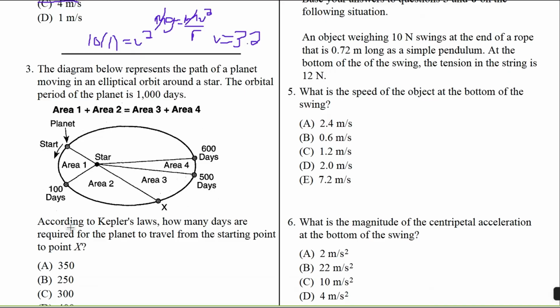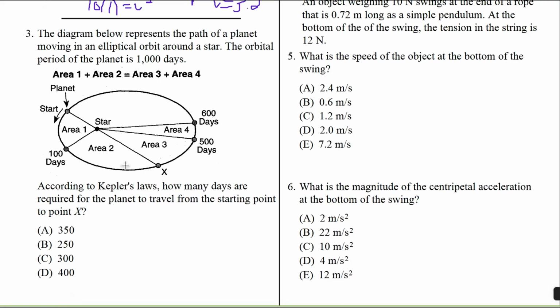All right, now for question 3, they want us to figure out how many days it takes to go from planet A to planet X, or from start point to X. This uses Kepler's laws. If you remember, in Kepler's laws, equal areas sweep equal times. So here we know that area 1 is 100 days long. We know area 4 is 100 days long. So this is 100. This is 100.